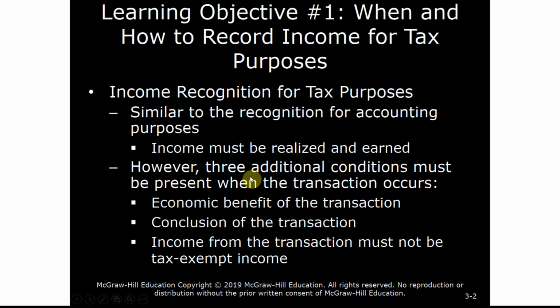When we think about income in the context of taxation, it is very similar to that which you would use for accounting purposes. That is, income has to be realized and earned. However, there are some additional conditions that need to be met for tax purposes. That is, there has to be a discernible economic benefit of the transaction. There has to be a conclusion to the transaction. And then the income from the transaction must not be tax exempt. For example, if the income is from municipal bonds, then that income is tax exempt for federal tax purposes and therefore would not qualify as taxable income.